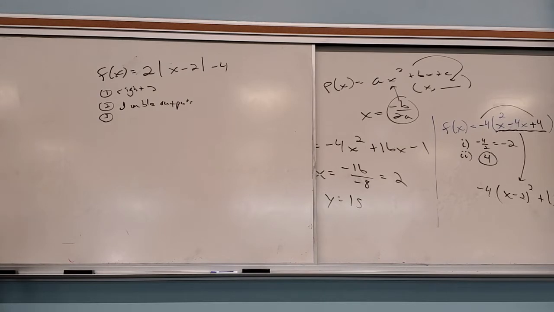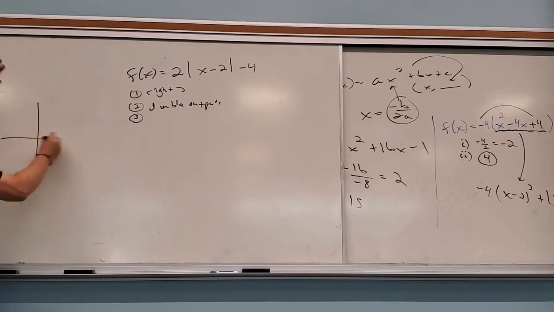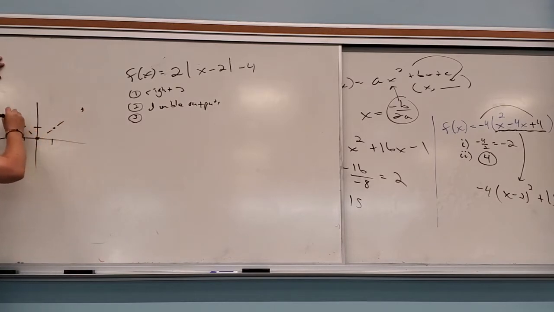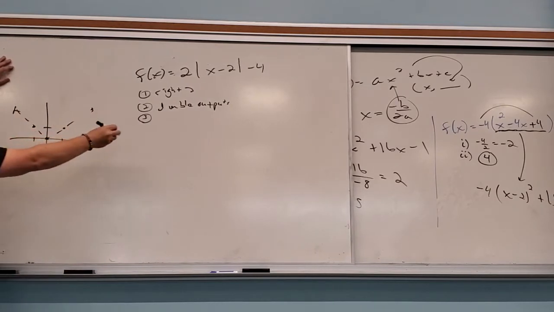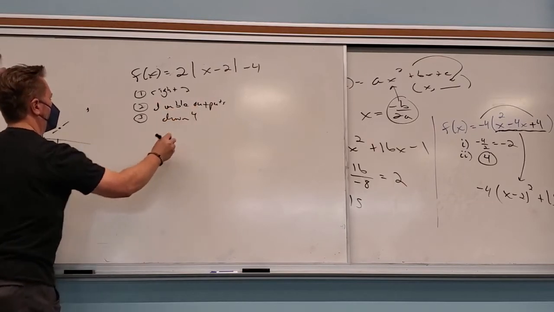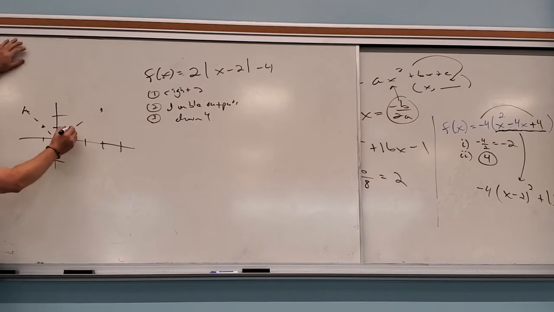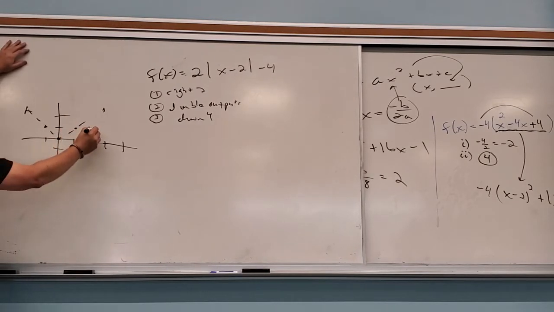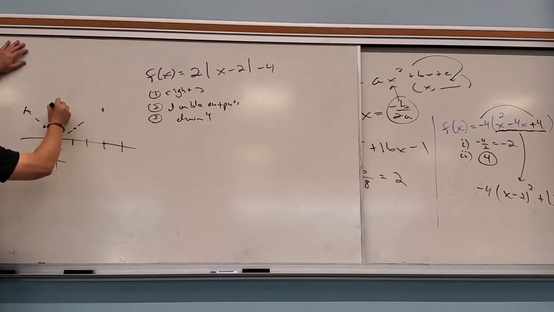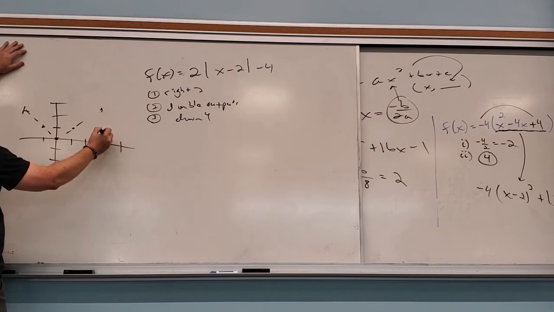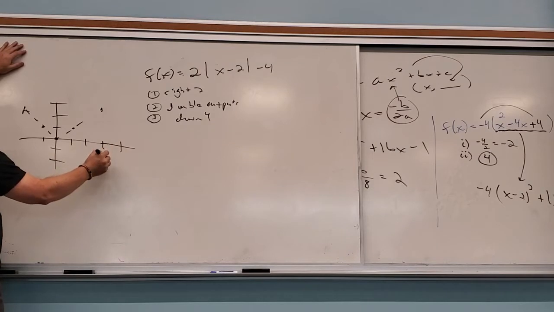So for example, if it's at (1, 1), it's going to move to... All right, let's do this. There's the base graph, right? I would move this point right 2, bam, bam. Double the outputs, so right now it's at 1, so now it's at 2. And then down 4: 1, 2, 3, 4.